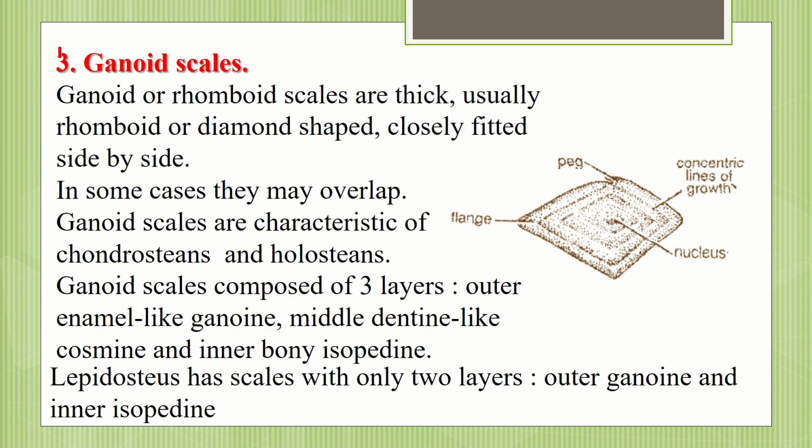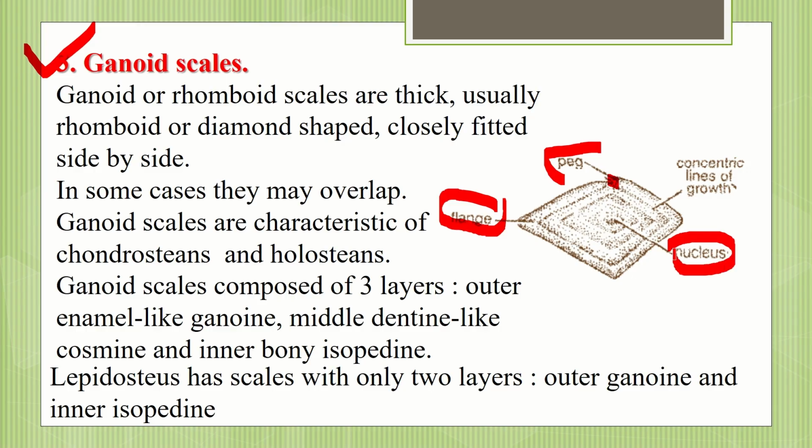Third type, ganoid scales. Ganoid scales have a peg-like structure. The central part of the scale is called the nucleus, and there are many concentric lines of growth. By studying these lines, we can determine the age of the fish.